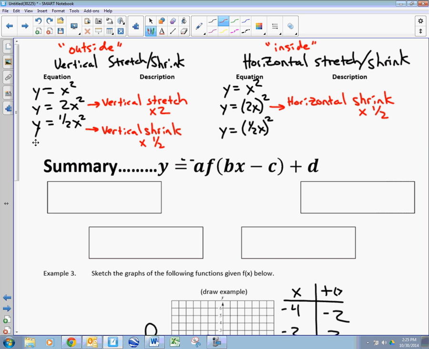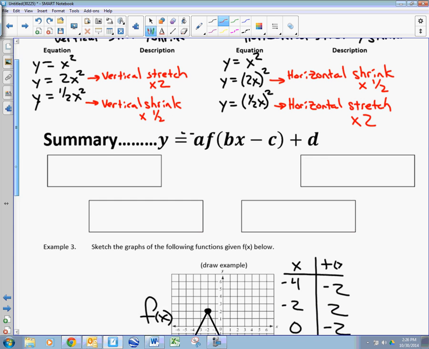And if you have a 1/2, you might be like, oh, it's going to horizontally shrink. No, think about it. This is 1/4 x squared. So it will be compressed or shrunk vertically, which will stretch it horizontally. So horizontal stretch by 2. So you notice it's the reciprocal. So when you look at that number, you take the reciprocal, and that's what happens. If it ends up being greater than 1, it's a stretch. If it's less than 1, then it's going to be a shrink. Got it?